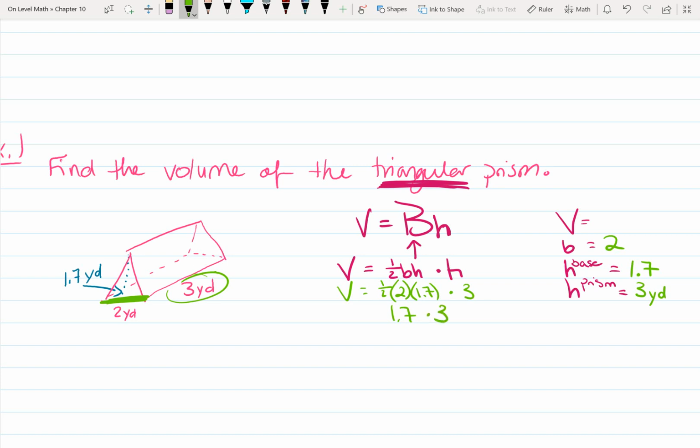If you didn't know 1/2 times 2 times 1.7, I would type in your calculator, do 0.5 because that's 1/2 times 2 times 1.7, and you will get 1.7. Now 1.7 times 3 gives us 5.1. Now volume is cubed, so it's 5.1 yards cubed.